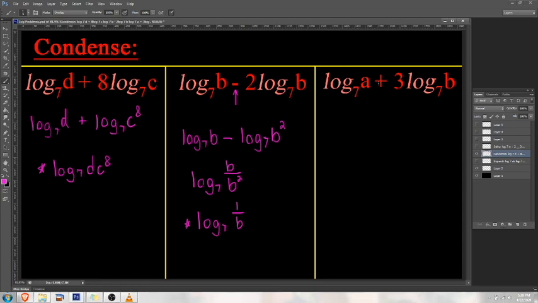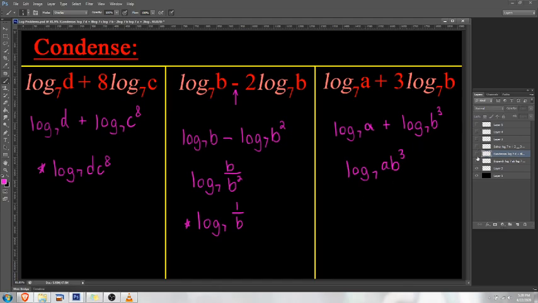Log 7, so we're adding, we're using the product rule again. We have one coefficient, so we're going to use the power property. So you guys should be pretty well acquainted with this now. Let's just go ahead and show our steps. It's supposed to be an a. Plus log 7 b to the third, because the 3 moves inside. Let's put these guys together. Log 7 a b to the third. And we are done with condensing.